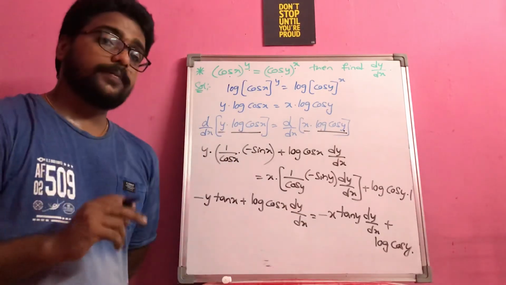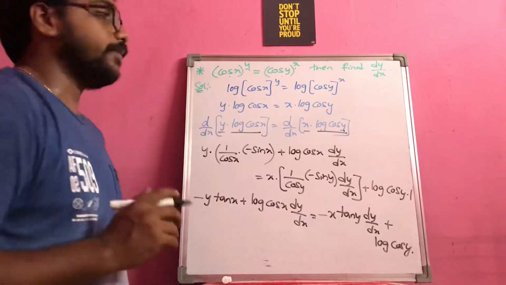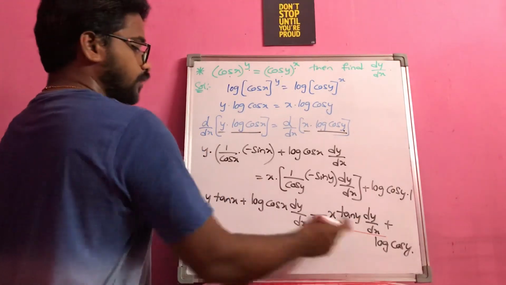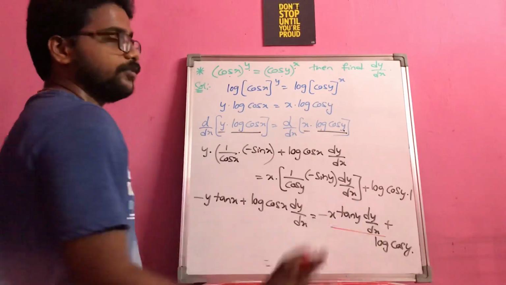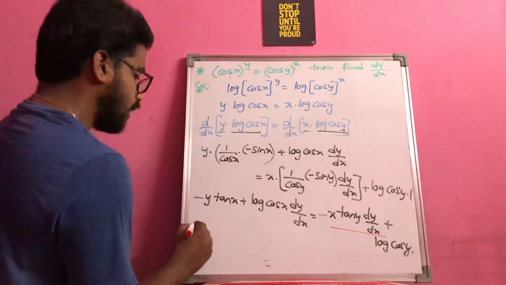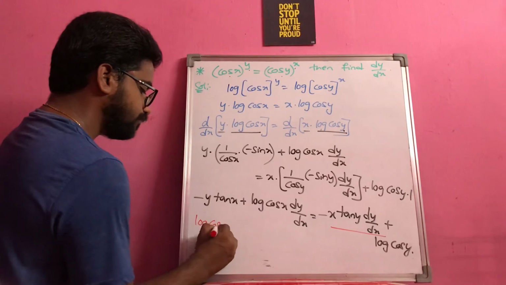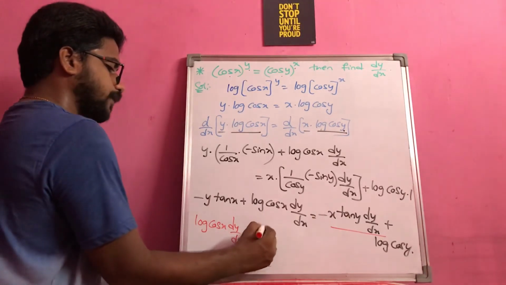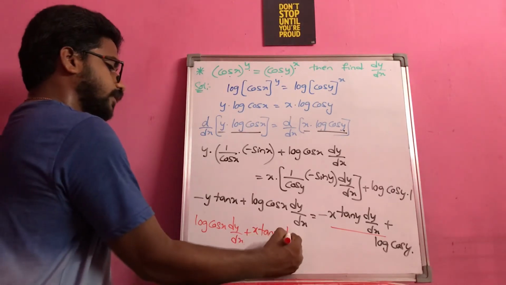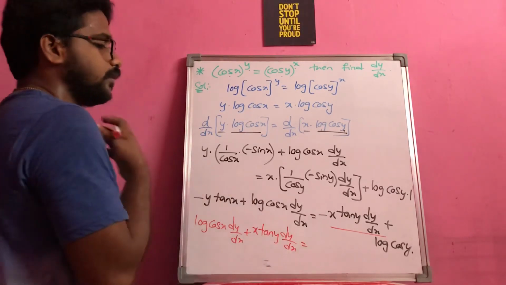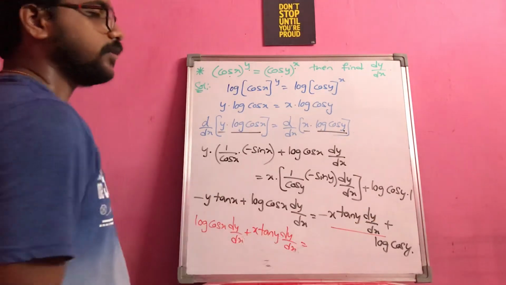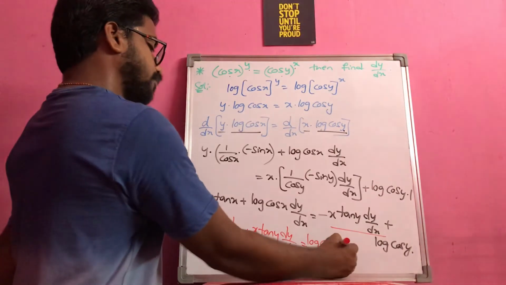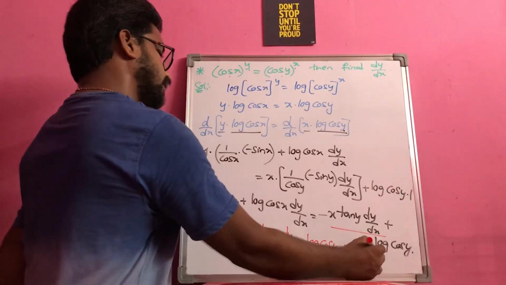But what is our requirement in the question? To get the value of dy by dx. So I will pull the dy by dx terms to the left side and this minus term I will take to the right side. Then log cos x dy by dx, and this minus term will become plus x tan y dy by dx is equal to, this minus term if you take to the other side it will become plus, so log cos y plus y tan x.